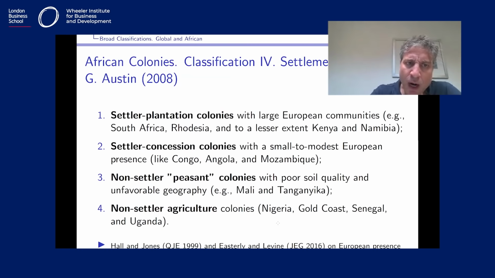Now, Gareth Austin has put forward a similar classification distinguishing between colonies and protectorates with sizable or small or something in between size of Europeans. And there is some interesting research in economics more recently by Ross Levine and Bill Easterly, who will host later, showing that in those places where we had larger European communities, there seems to be somewhat higher levels of economic development today.